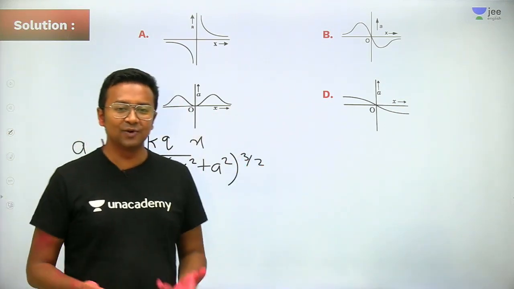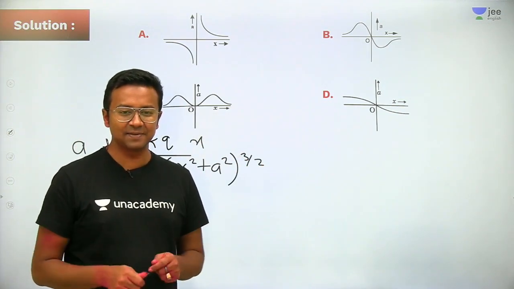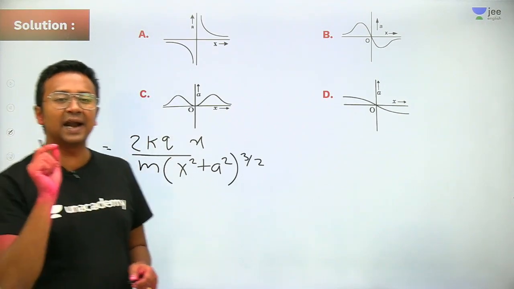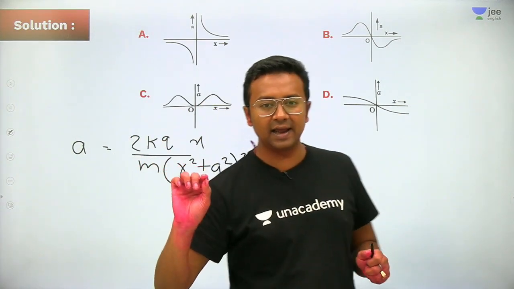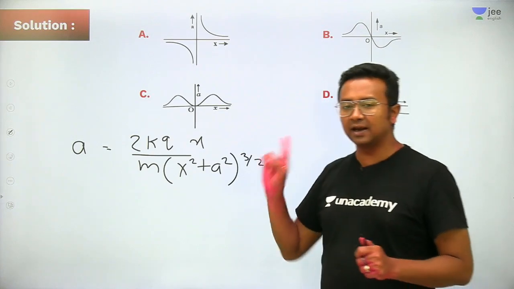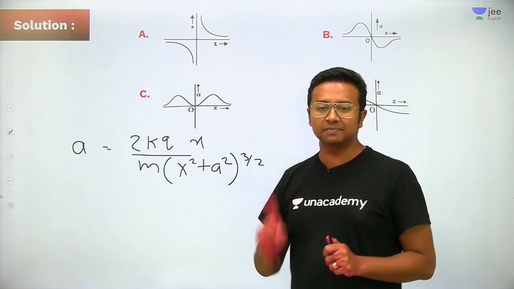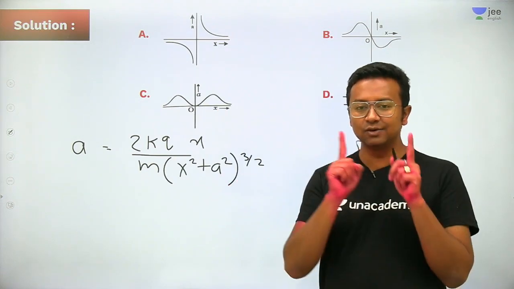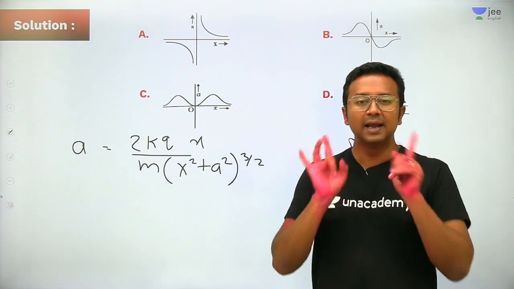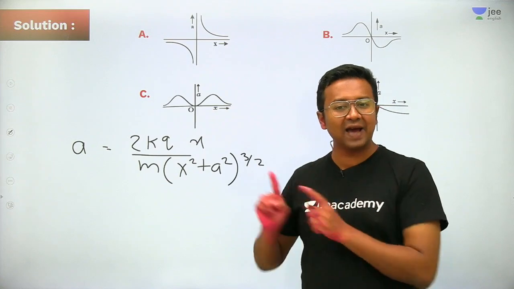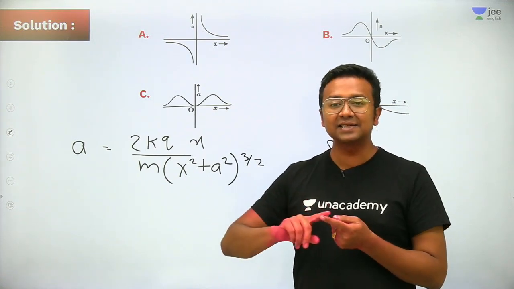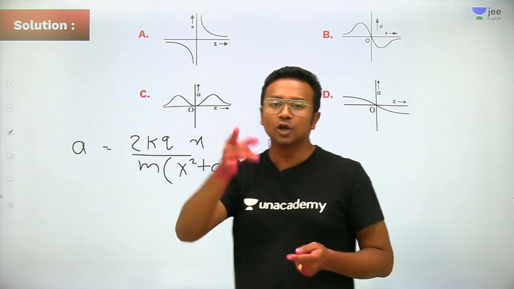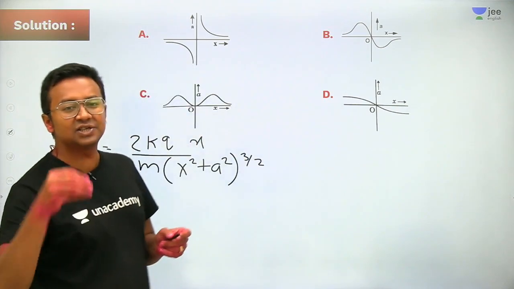Okay, so now let's go ahead and analyze the graph. Simple enough. Whenever we get these kinds of expressions and we have to look at the graph, we use the boundary conditions method. That means: what will happen to the value of acceleration at x equals 0? Number two, we will look at the value of acceleration when x tends to infinity. These two boundary conditions, it's a generic method.